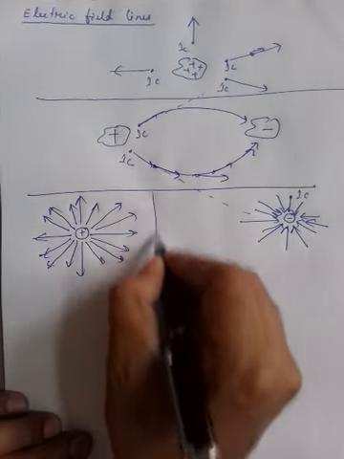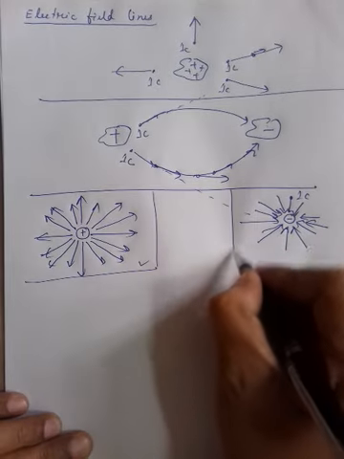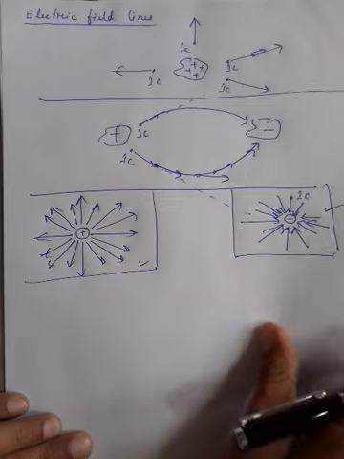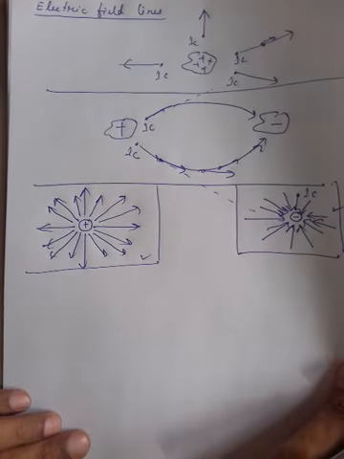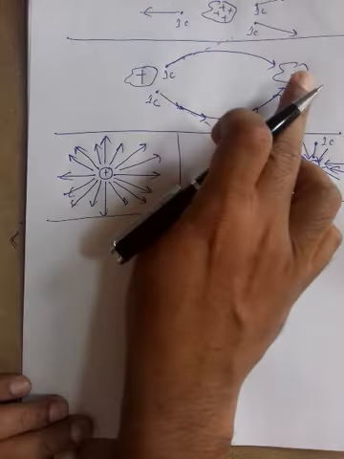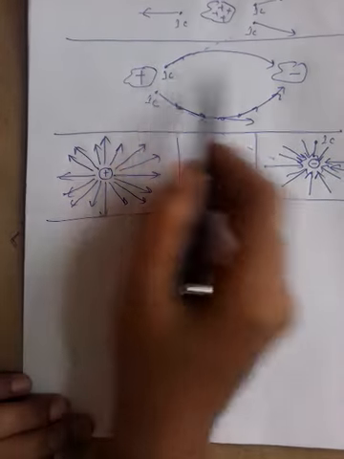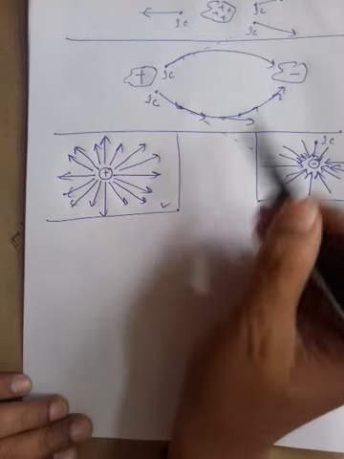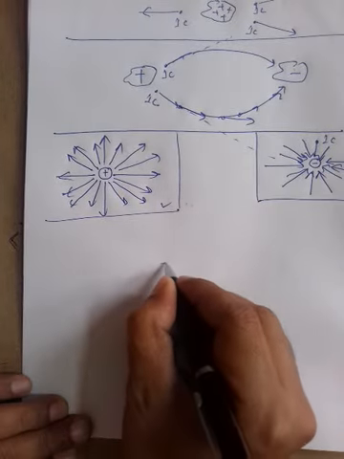This is one isolated positive charge, meaning this charge alone, and this is one isolated negative charge, meaning this charge alone. Now let me consider a combination of charges. Here one positive and one negative are considered. From the positive it comes out, and at the negative it comes to an end. So the drawing will be like this.